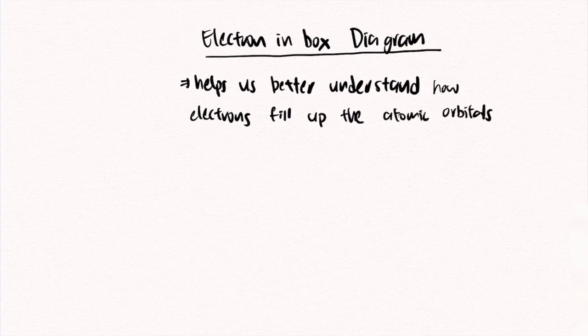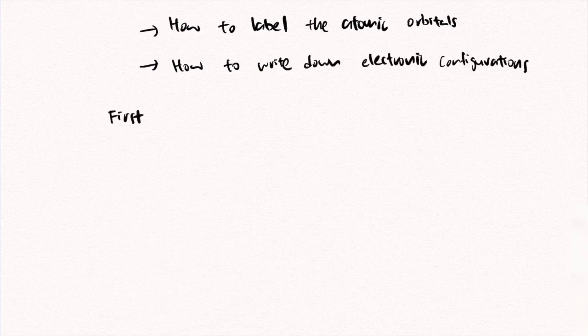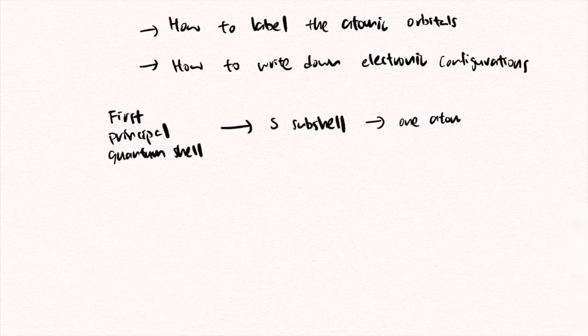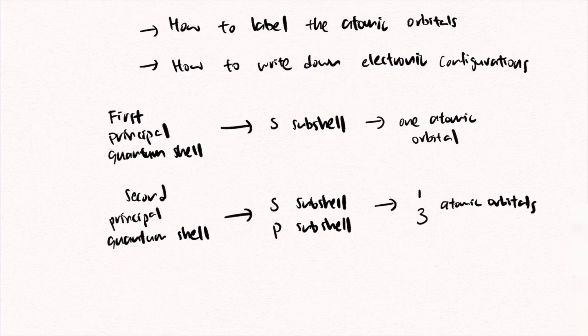Before we go through how we can draw the electron-in-box diagram, we will have to learn how to label the atomic orbitals and how we can write down these electronic configurations. Recall that in the first principal quantum shell, we have an s subshell which has one atomic orbital. In the second principal quantum shell, we have an s subshell and a p subshell with 1 and 3 atomic orbitals. So, how do I label these atomic orbitals? I will be explaining this by going through two examples.